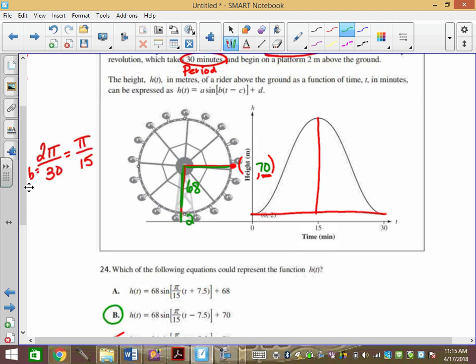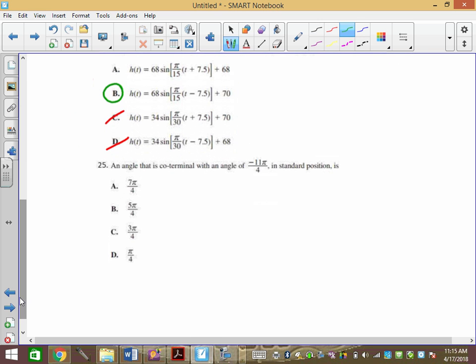Try to make your window the same as theirs. Type them in and hope it looks the same. Last ditch effort, you can type in your calculator. Now: an angle that's coterminal with the angle negative 11 pi over 4.